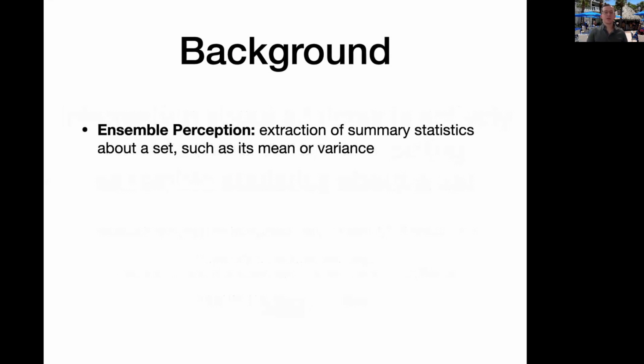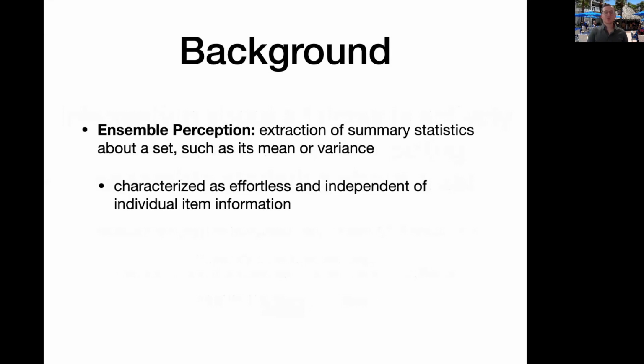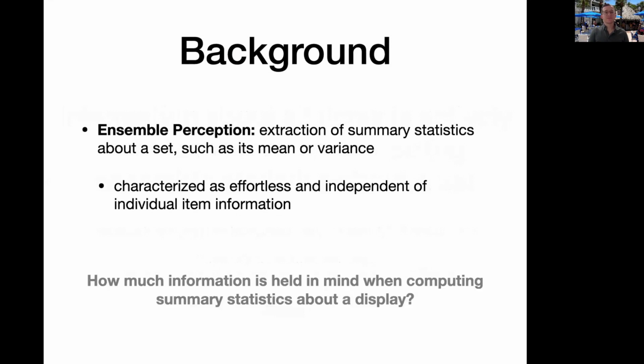So, ensemble perception is the ability to extract summary statistics about a set of stimuli, such as the mean orientation of objects or the variance in their colors. This process of extracting summary statistics is typically characterized as being effortless and independent of individual item information. However, it's not entirely clear that this is the case. So, in the present work, we asked how much information is held in mind when computing summary statistics about a display in order to get to the bottom of this question.